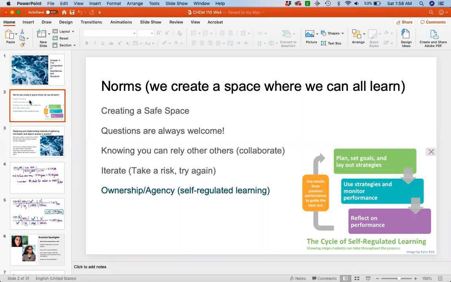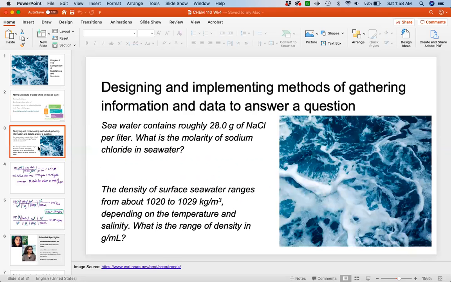And then think about the strategies that you want to use to check your performance, and then be able to reflect on that performance and make changes based on how you can improve. So, if we're thinking about designing and implementing methods of gathering information and data to answer questions, let's take a look at two. Seawater contains roughly 28.0 grams of NaCl per liter. What is the molarity of sodium chloride in seawater? And then the density of surface seawater ranges from about 1020 to 1029 kilograms per meter cubed. So depending on the temperature and salinity, what is the range of density in grams per milliliter?